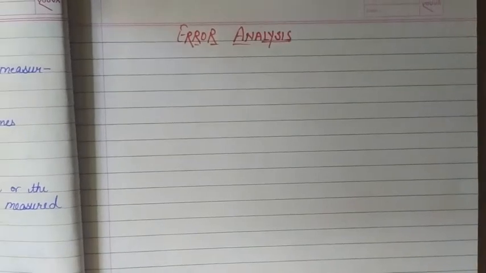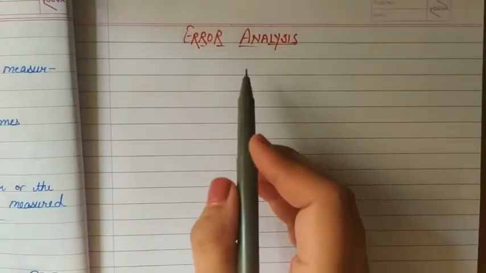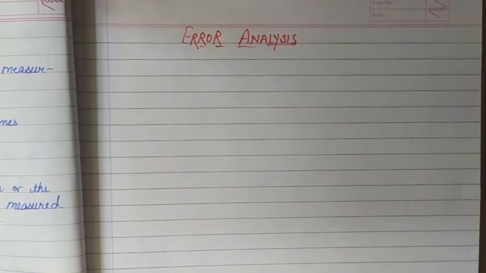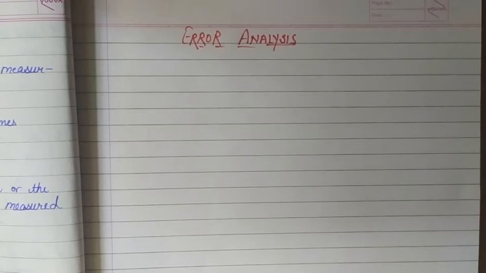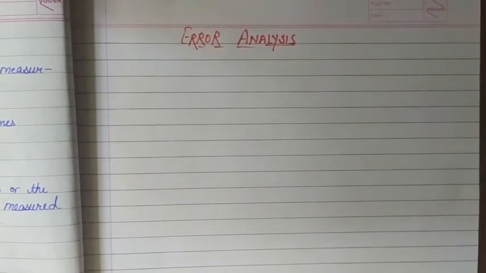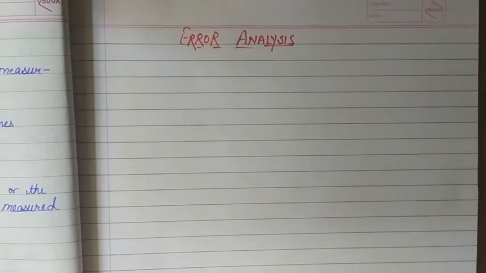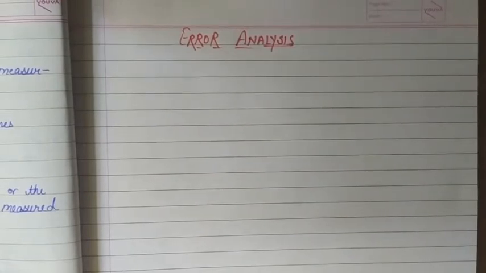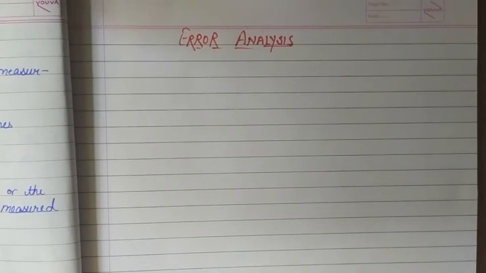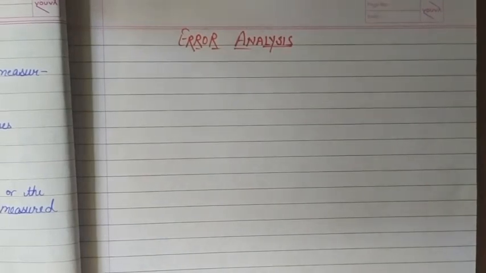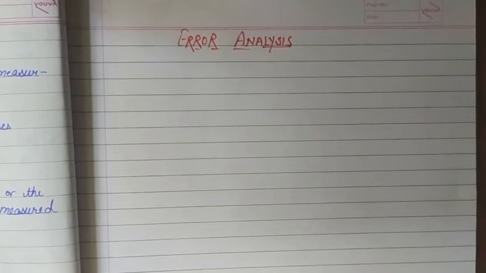Hello students, today in this video we are going to start error analysis, but before starting that, first of all we should know what errors are and how we can define error. Error can be defined as the difference between the true value and the measured value of that physical quantity. Means if I have a physical quantity, it has some exact value, the true value, that I know, but when I am measuring it, I am getting a bit of difference in the answer.